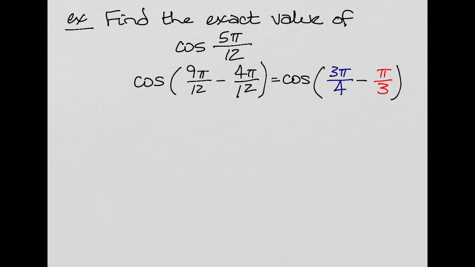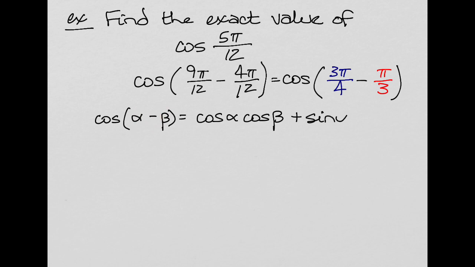The identity is the sum and difference identity for a cosine, and that looks like this. Cosine of the difference of two angles is cosine of the first, cosine of the second. For the cosine, I'm going to put the opposite of whatever's there in between, so that'll be plus. Sine of the first, sine of the second. For our purposes here, the role of alpha is being played by 3 pi over 4, and the role of beta is being played by pi over 3. So let's fill in here.